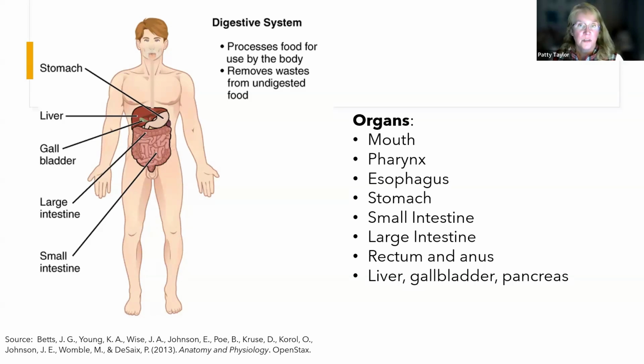So the whole process here is to take food products, break them down to a small enough molecule so that we can absorb those nutrients into our bloodstream. Waste products are then flushed out via the anus.